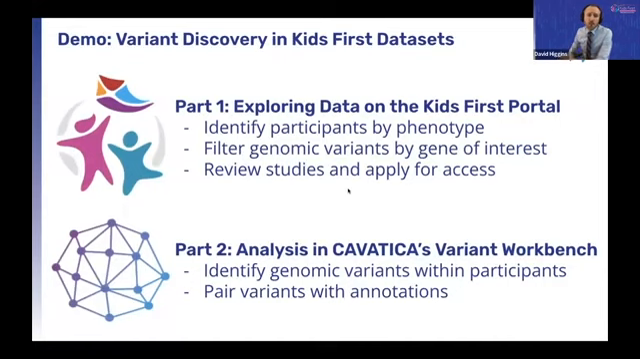There are going to be two parts today. My part is part one, where we're going to be exploring the data on the Kids First portal. We're going to try to identify participants, look at genomic variants, and then figure out how to review studies and apply for access. After that, I'm going to pass some data to our cloud platform, Cavatica, and I'm also going to pass the baton to Jared, and he's going to show us how to use Cavatica's Variant Workbench to identify genomic variants within those participants, and then pair the variants with annotations as well.